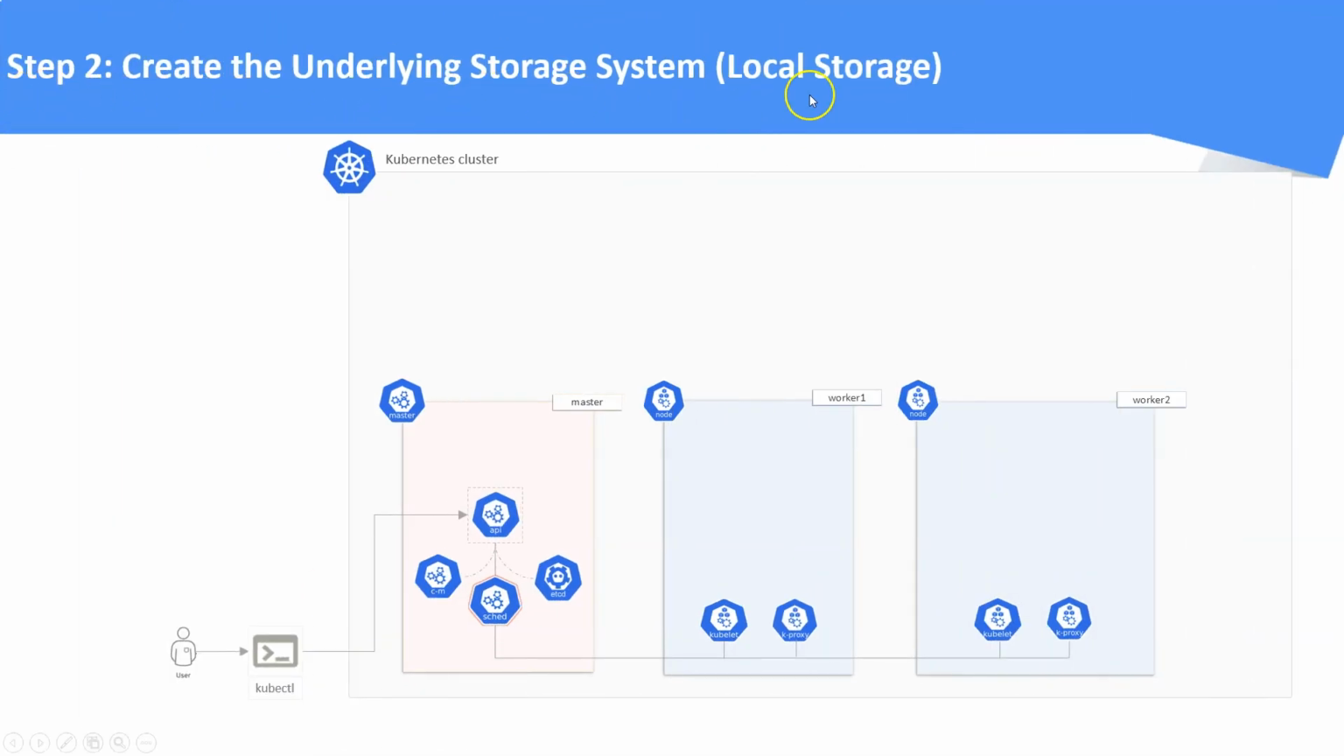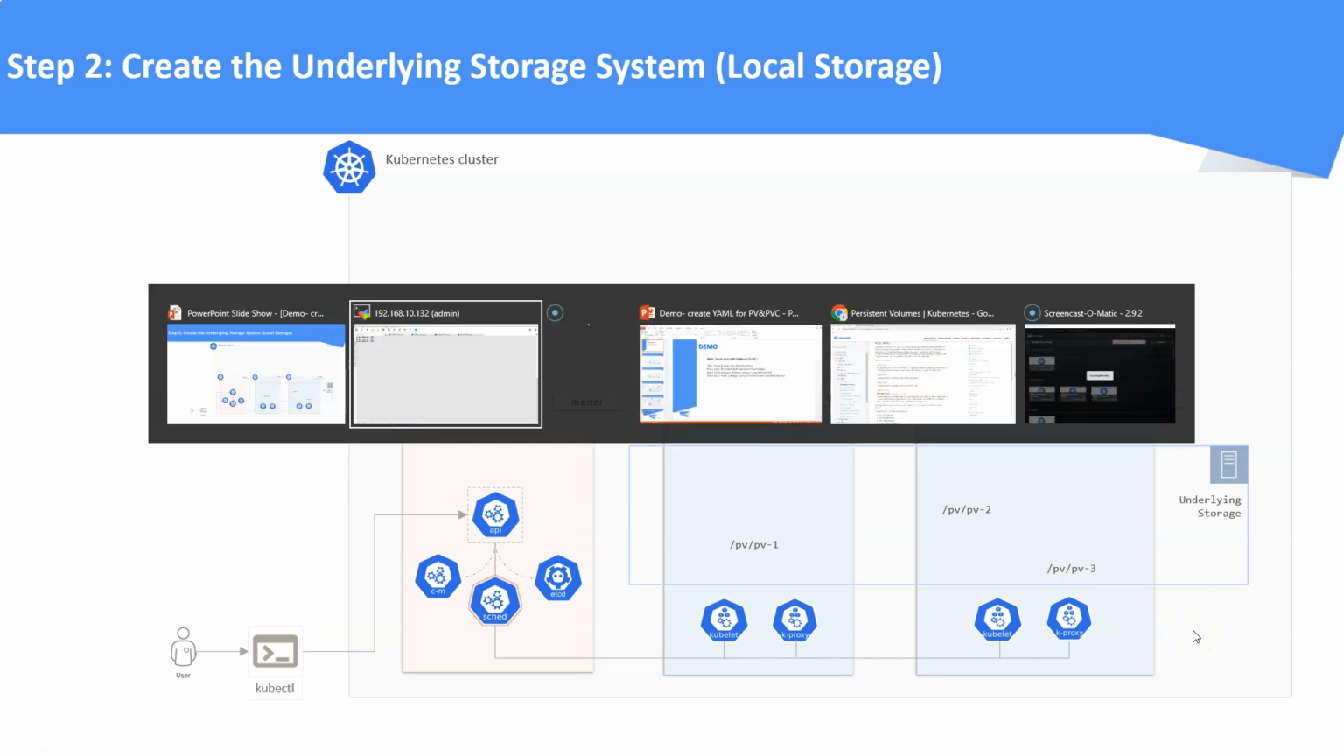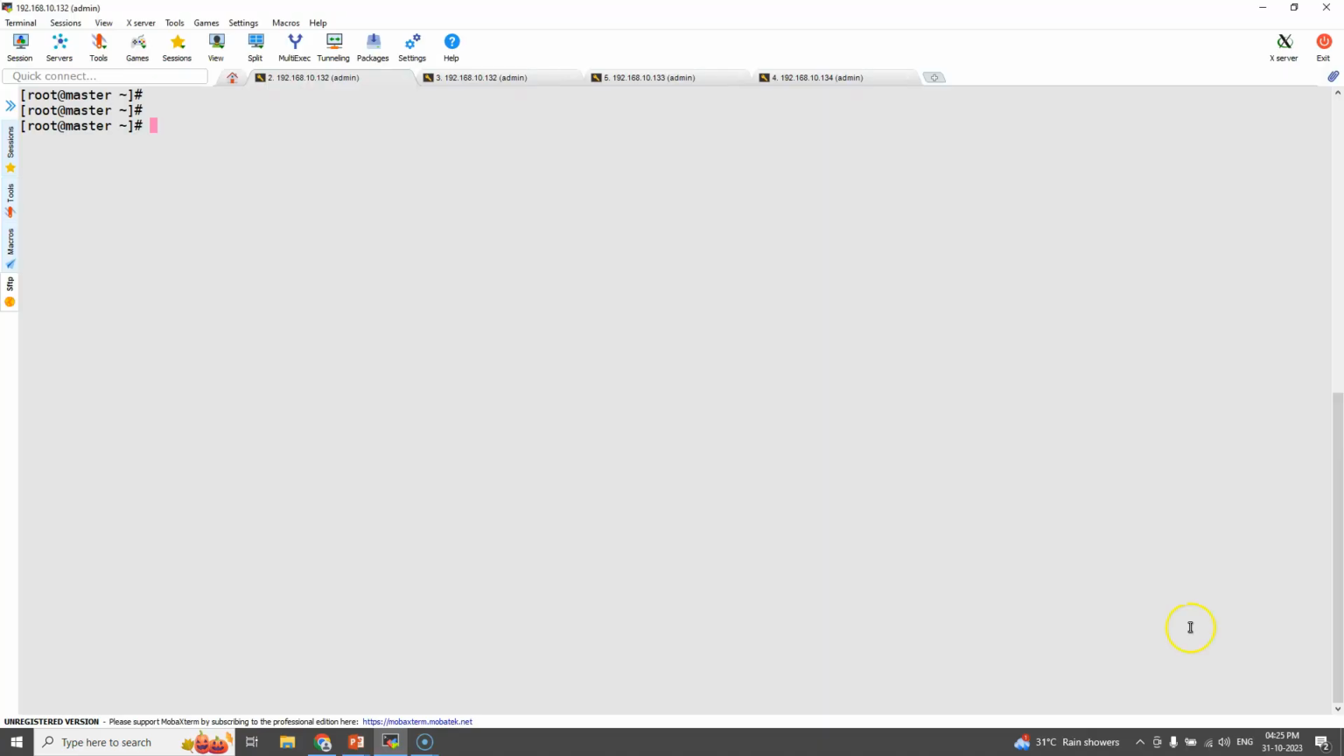Step 2. Create the underlying storage system. Here we are going to use the worker nodes directory as the storage system. We are going to create these directories in the worker nodes. In worker node number 1, create a directory called pv/pv-1.